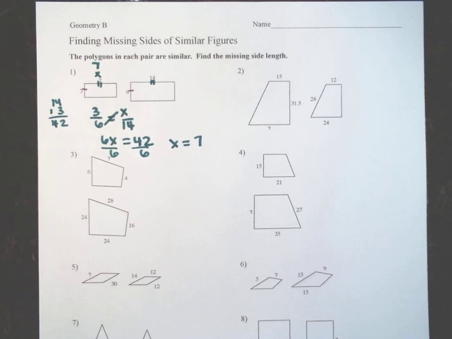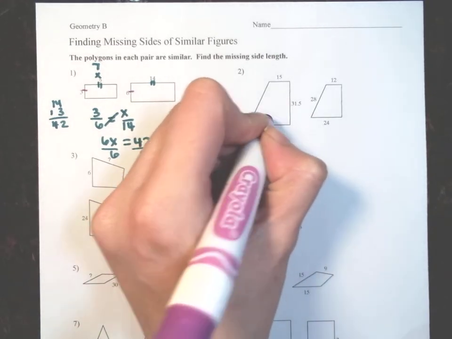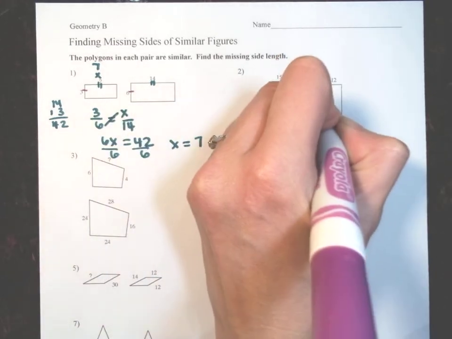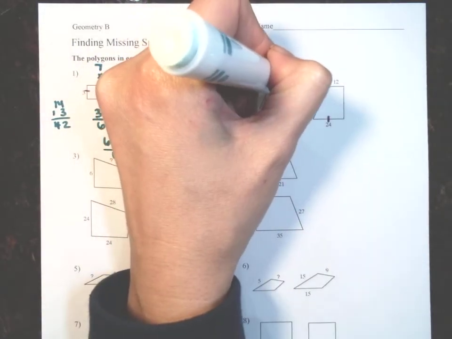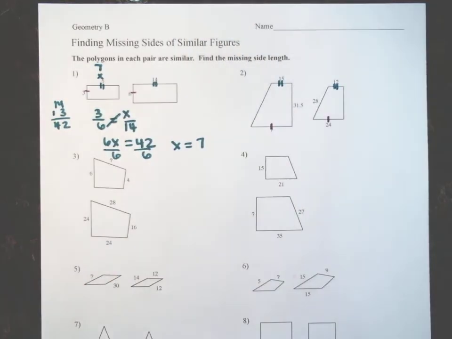Okay, let's do number 2. So we'll first mark corresponding sides. So we're trying to find this side. So those correspond. And we'll do the tops because that's easier. Then we don't have to worry about this decimal.